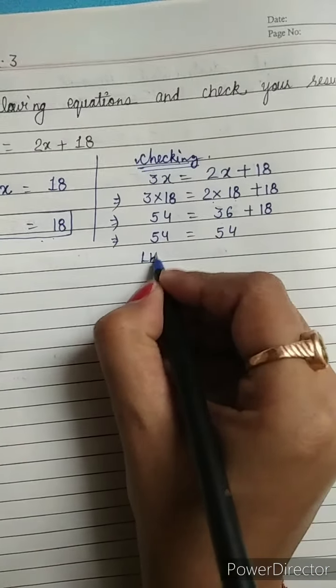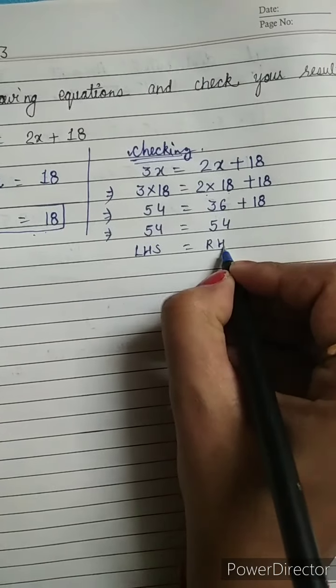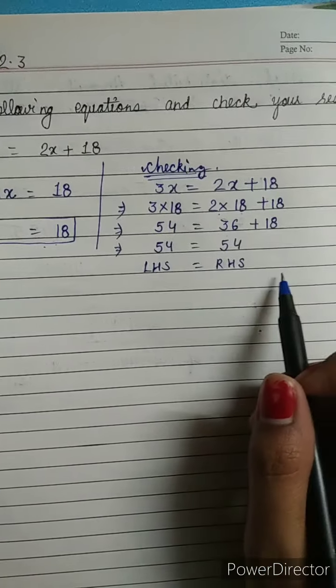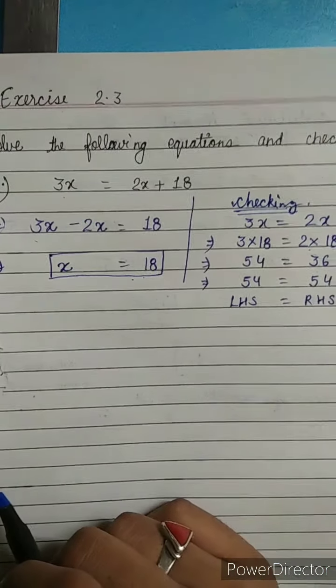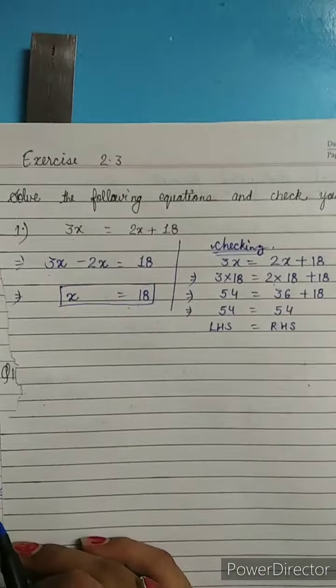This means LHS is equal to RHS. If we get LHS equal to RHS, it means we solved our equation correctly. Here is the solution of the first one.